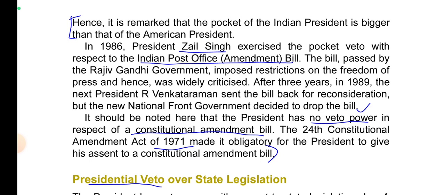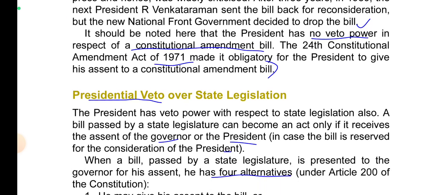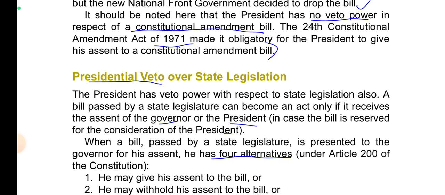In 1986, President Zail Singh exercised the pocket veto with respect to the Indian Post Office Amendment Bill. The bill passed by the Rajiv Gandhi government imposed restrictions on the freedom of the press and hence was widely criticized. After 3 years, in 1989, the next President R. Venkataraman sent the bill back for reconsideration, but the new National Front government decided to drop the bill. It should be noted here that the President has no veto power in respect of a constitutional amendment bill. The 24th Constitutional Amendment Act of 1971 made it obligatory for the President to give his assent to a constitutional amendment bill.